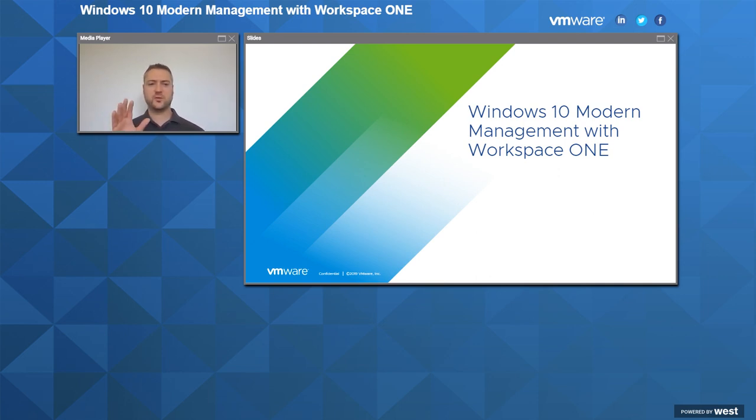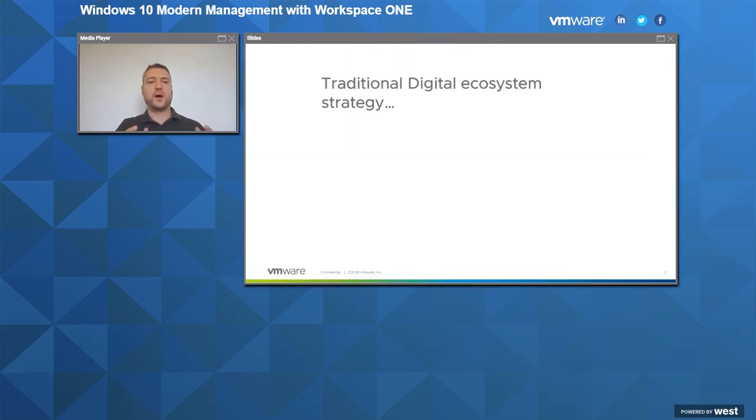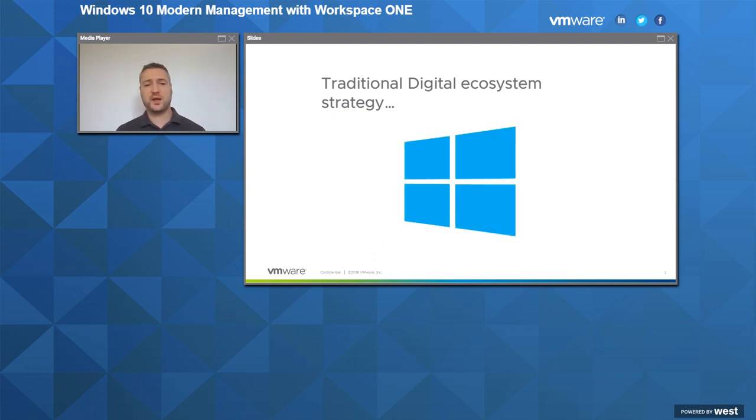So first of all, I want you to think back about 10 to 12 years, so 2007 and before, and think about what an average enterprise digital ecosystem strategy would have been. And I think for pretty much every organization, it would have been this. It would have been Windows. Everything to do with ecosystems, everything to do with end user computing was probably going to be Windows based and Win32 based.